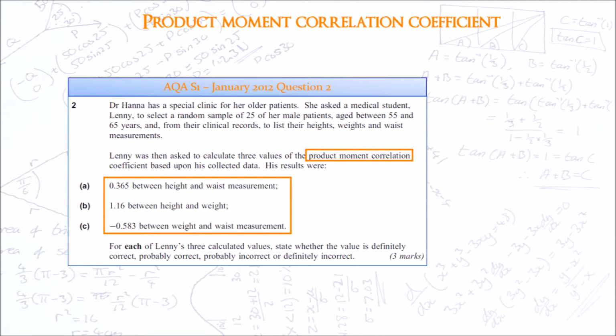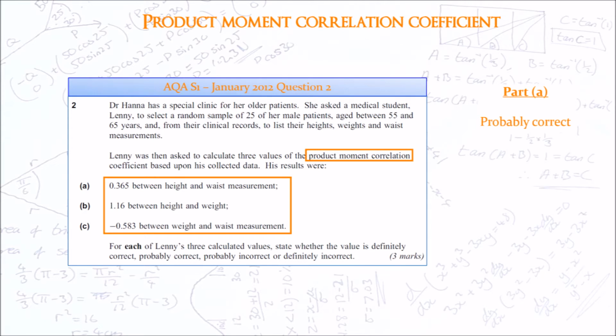So in this one, January 2012, it says that Lenny has been asked to calculate values of product moment correlation coefficient. And it wants us to comment on whether we think these are going to be definitely correct, probably incorrect, or definitely incorrect. So if we take the first one here, 0.365 between height and waist measurements. This means that there's a weak to moderate positive correlation between the height and waist measurements. So if somebody gets taller, you expect their waist measurement to increase maybe slightly. Now this is probably correct because it would make sense that if somebody was getting taller, their body would be a bit bigger, so therefore they might end up with a larger waist. But obviously it's not a perfect correlation, which is why we've got quite a low value.